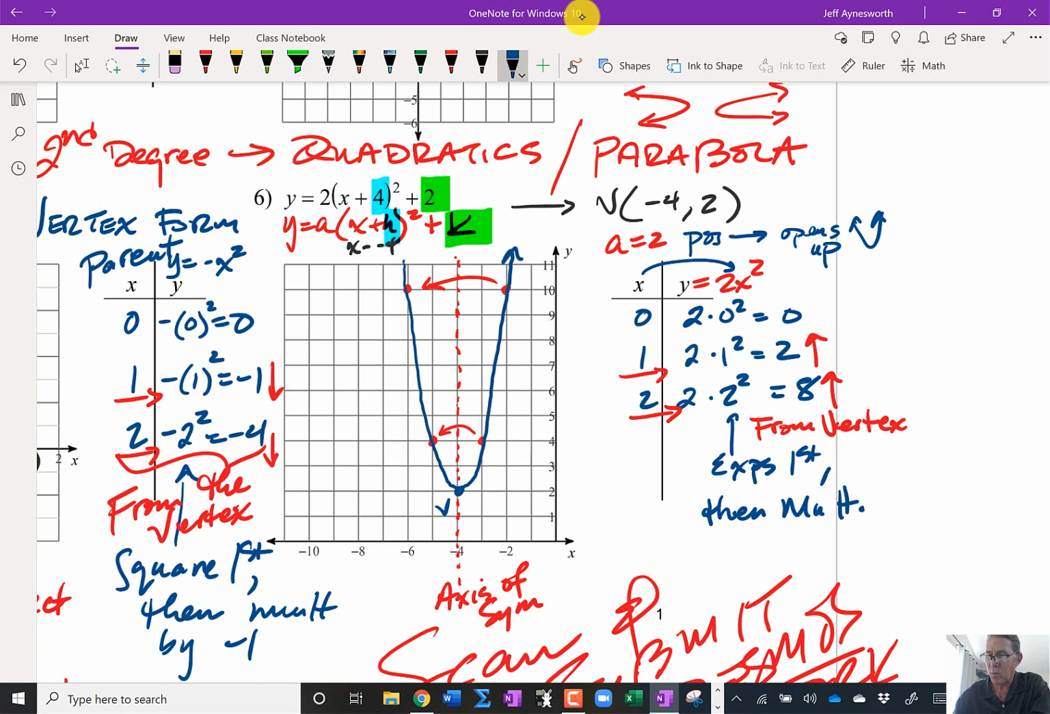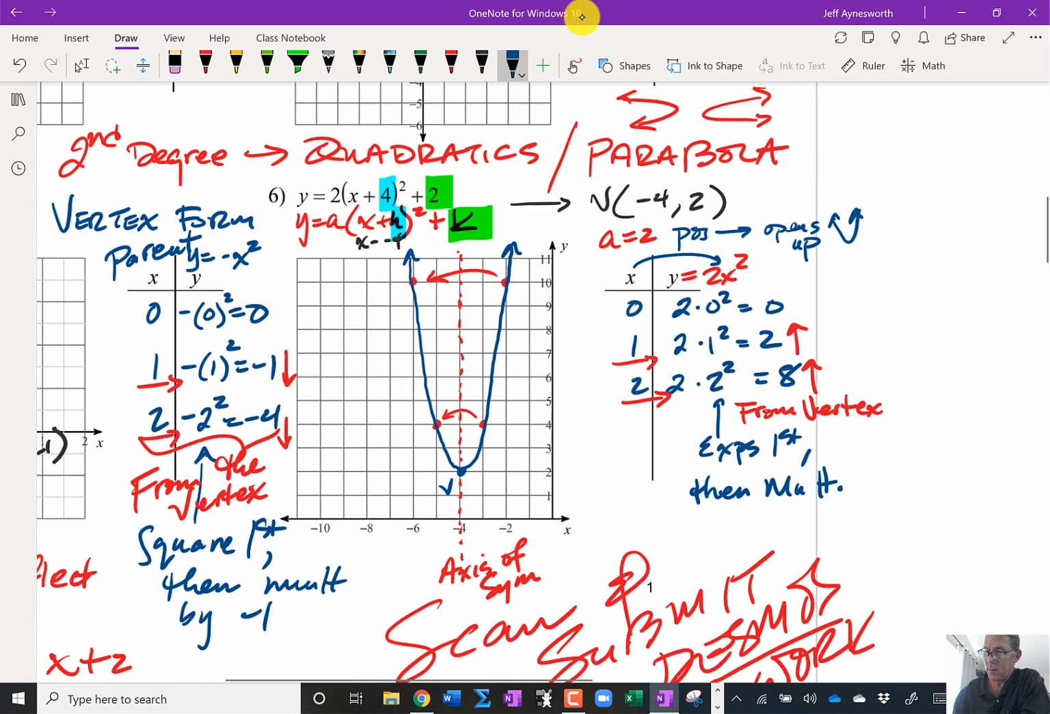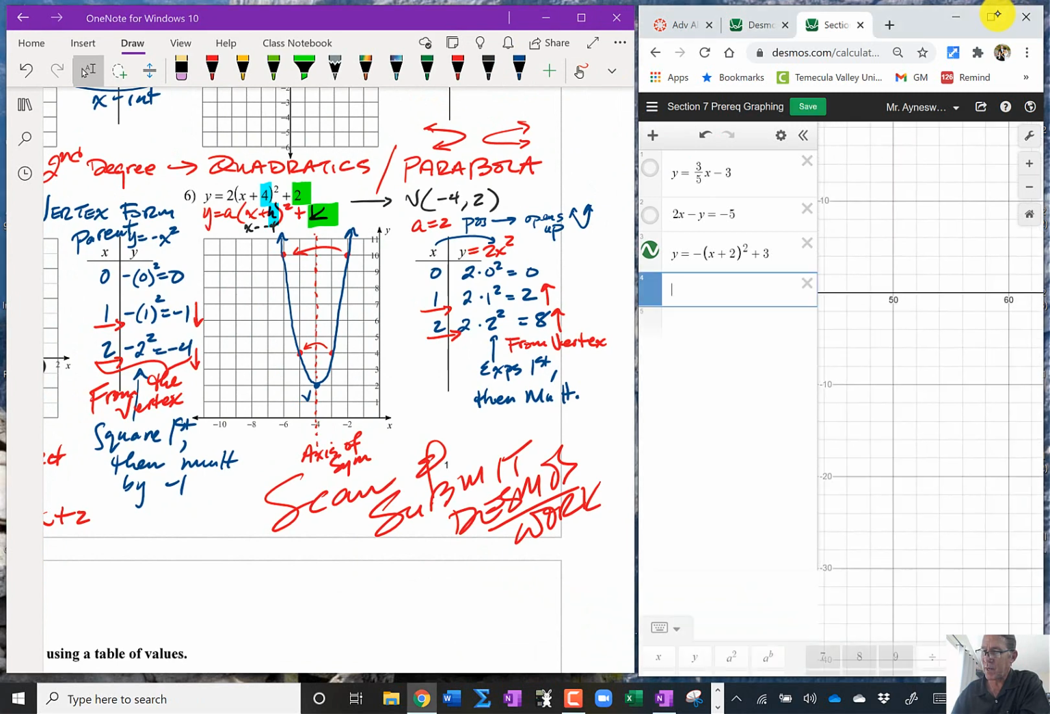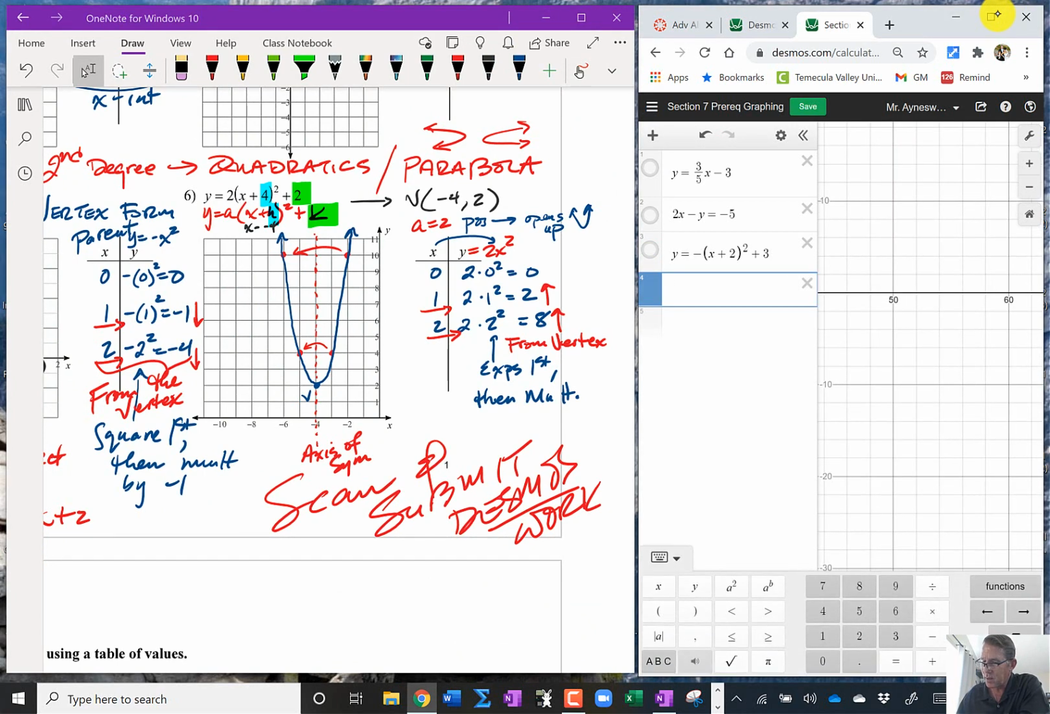This one's a little bit more narrow and steep because the a is 2 and not 1. Okay, so now let's check with Desmos. Go to your next function, deselect the previous one, enter the next one in. So y is equal to 2 times quantity x plus 4, and then you got to square that and then add 2. So hit the a squared button and then add 2.